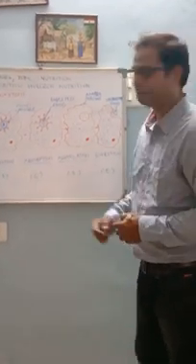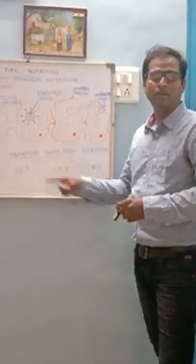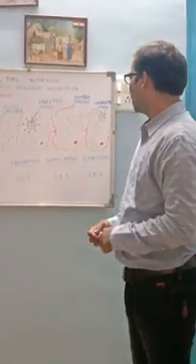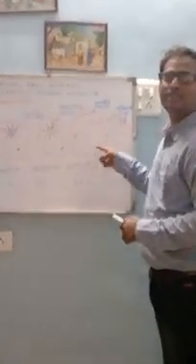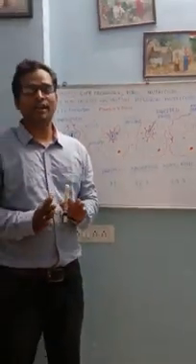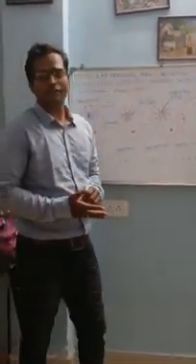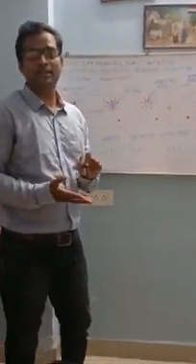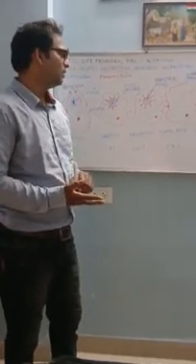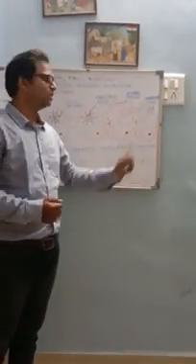Now let's continue. So I hope you understood the meaning of the word assimilation. And now comes the last step of this Holozoic nutrition. We call it as egestion. So what is the meaning of the word egestion? Egestion is nothing but the process of removal of undigested food from the body. I repeat, the process of removal of undigested food from the body is called as egestion.